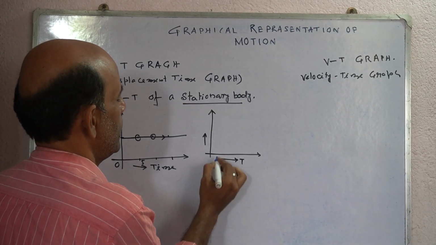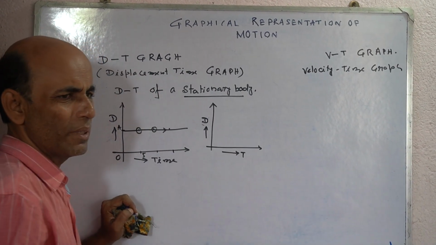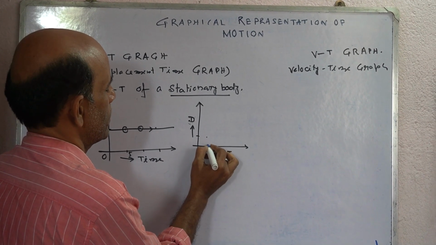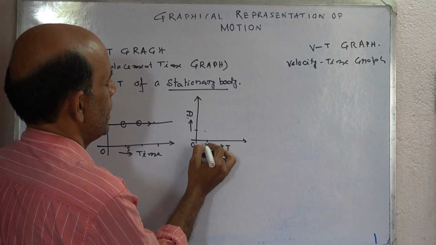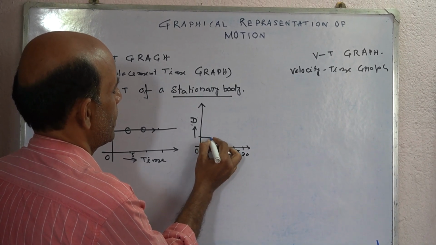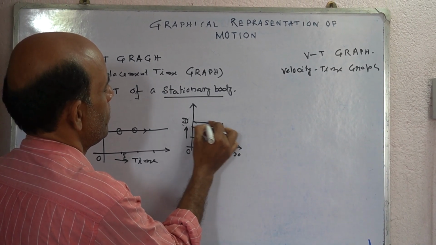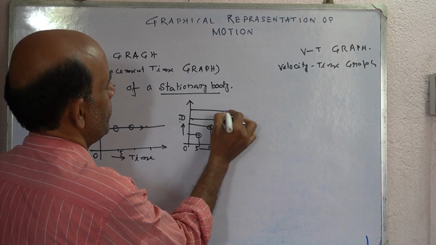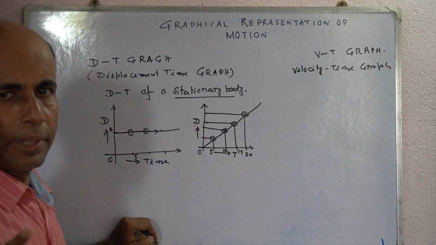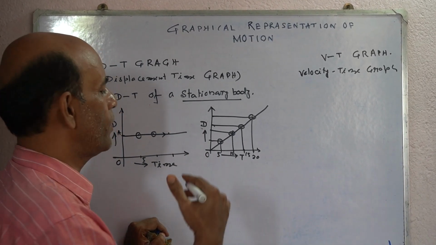Time on the x-axis and distance on the y-axis. Distance means displacement. Gradually distance increases. That means at 0 time, 5 time, 10 time, 15 time, 20 time, it gives a straight line. A straight line means the body is in uniform motion. Speed will be uniform, velocity will be uniform.